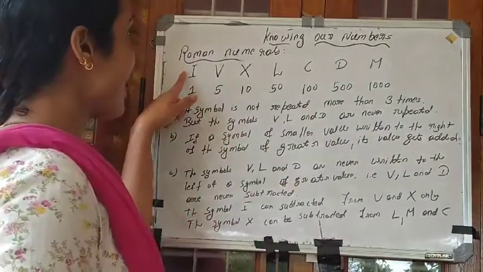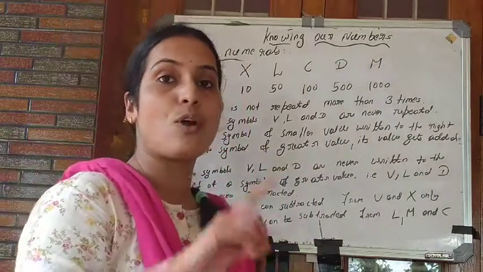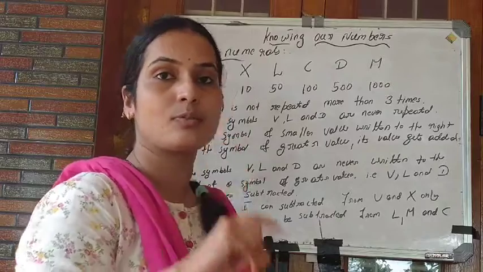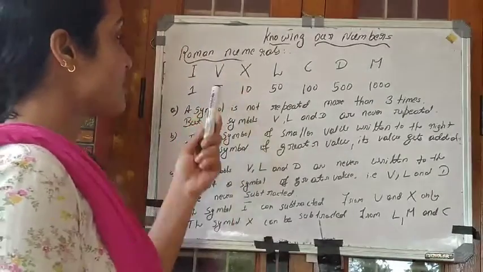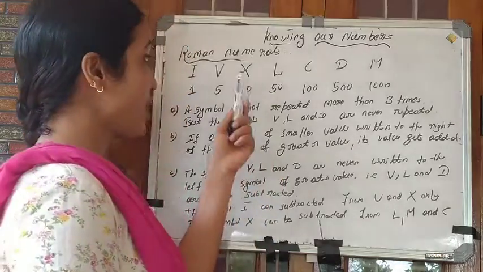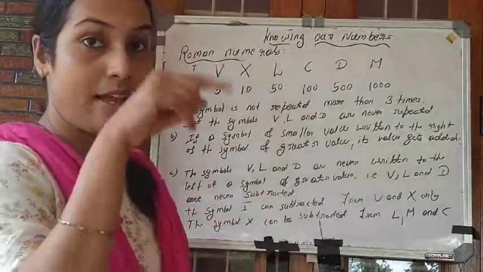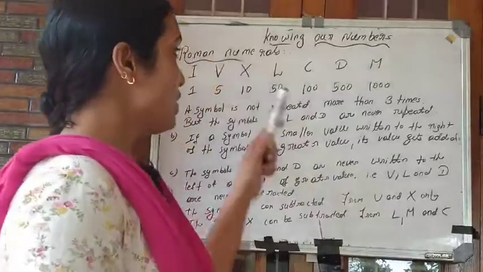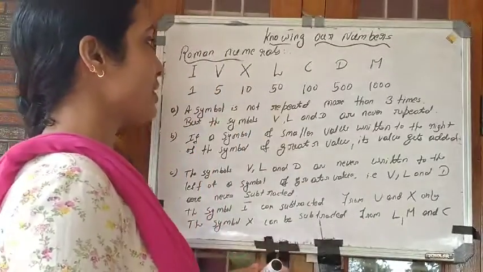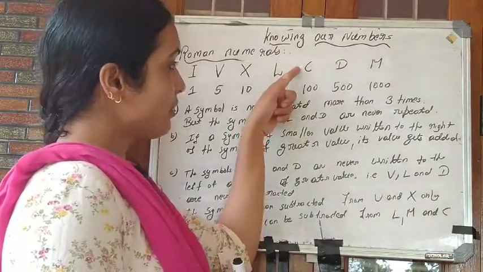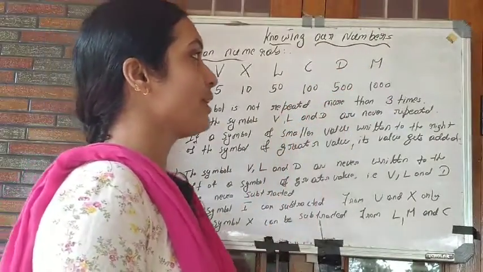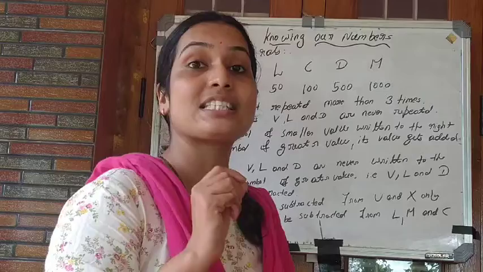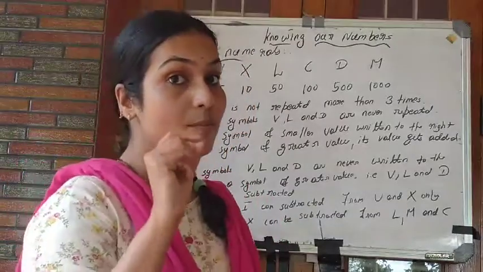Here, I indicates 1. The value of I is 1, standard 1. So we write the Roman number I. V indicates 5. X is 10. The value of L is 50. The value of C is 100. D is 500. And finally, the value of M is 1000.